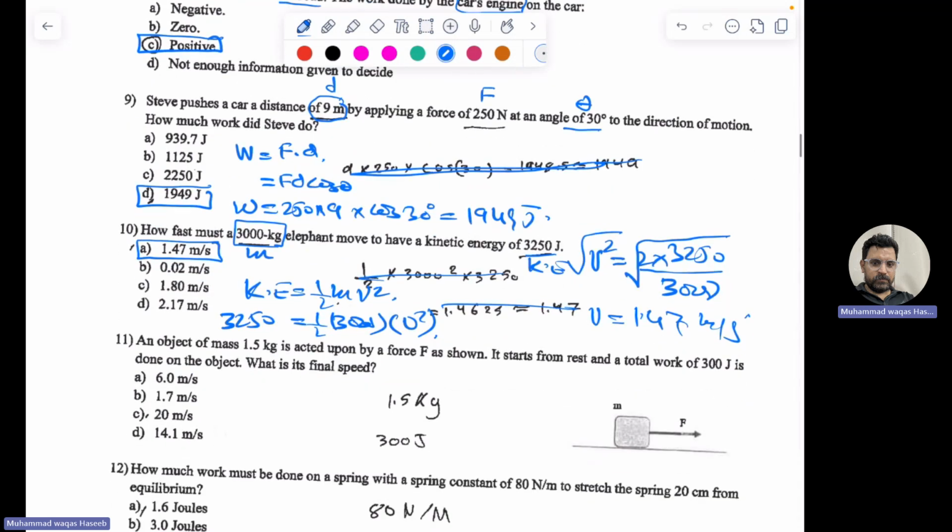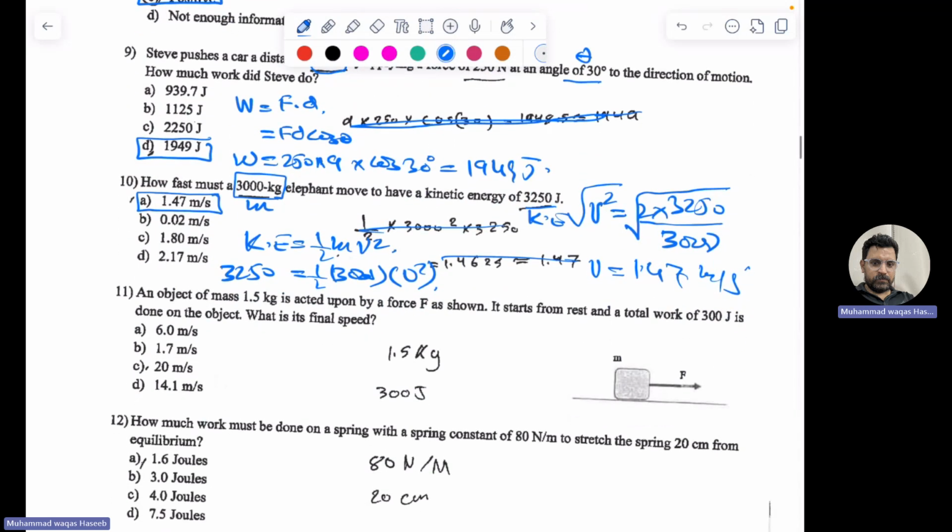meter per second. Next, an object of mass 1.5 kilogram is acted upon by a force F, as shown in the figure. It starts from rest. A total work, this is work, this is mass. So, what is the final speed?